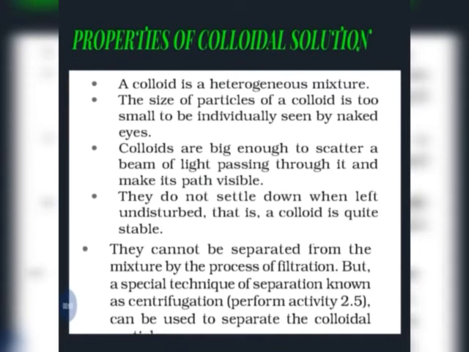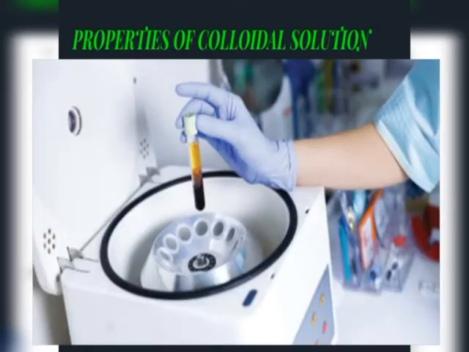Properties of colloidal solution. We already discussed that a colloid is a heterogeneous mixture. Here, the size of the particles are too small so that we cannot see it by our naked eyes. Colloids are big enough to scatter a beam of light passing through it and make its path visible. They do not settle down when left undisturbed. That is, colloid is quite stable. And here these mixtures cannot be separated by filtration, but we use a special method known as centrifugation. We will be learning this process later, children.